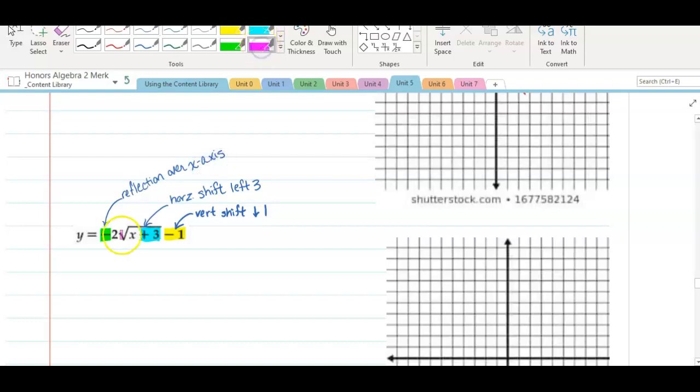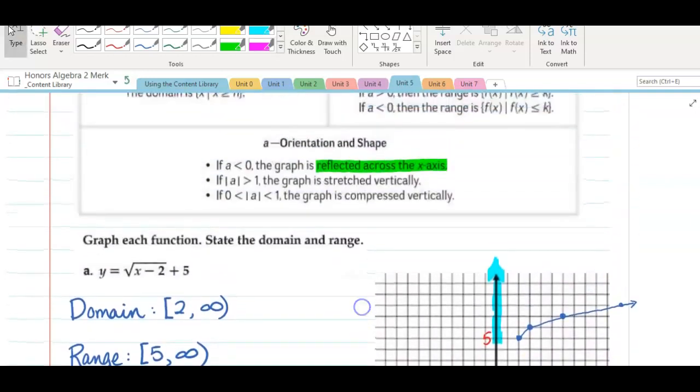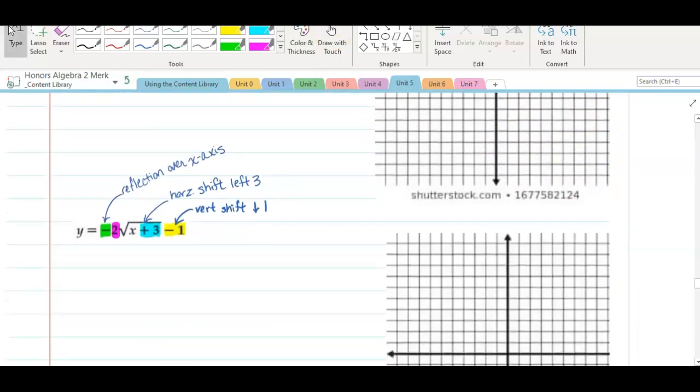How about this number 2? What does that do? Well, if you check your key concept, if that number is bigger than 1, and 2 is bigger than 1, it's stretched vertically. That means instead of just being a function like this, it's going to be stretched up a little bit, stretched vertically by a scale factor of 2. So this causes our vertical stretch.